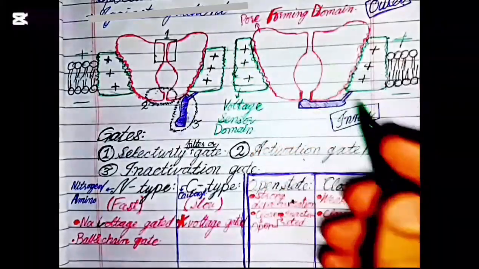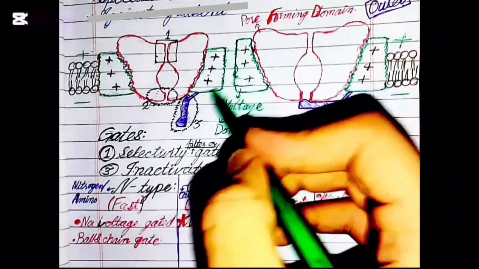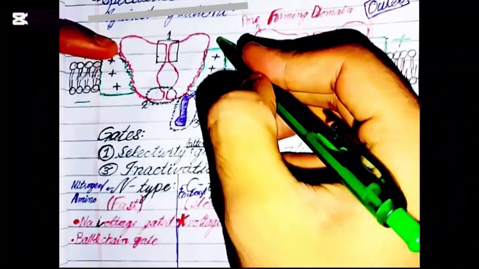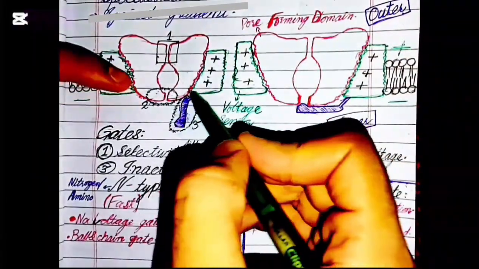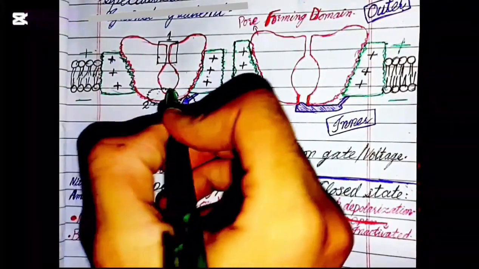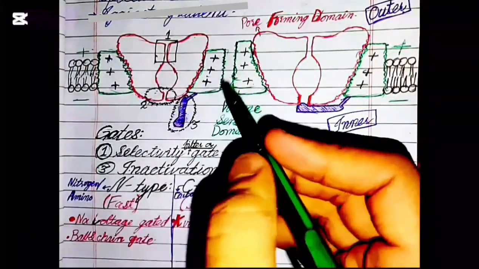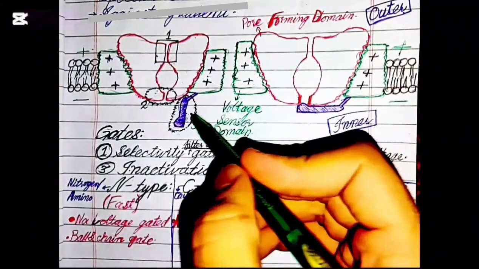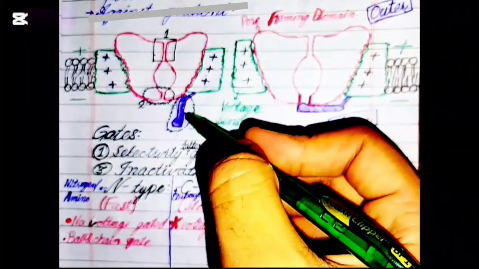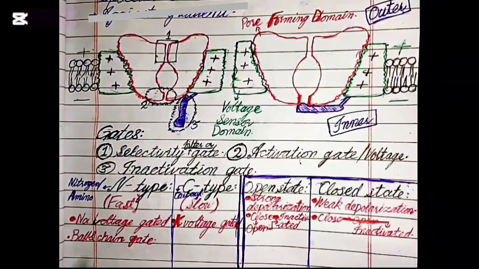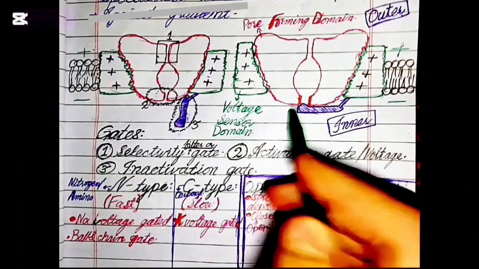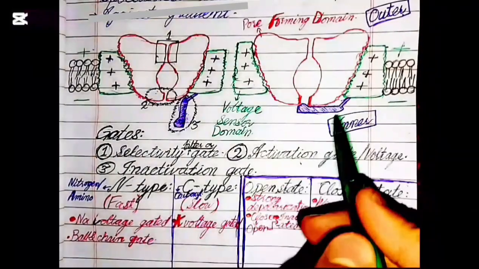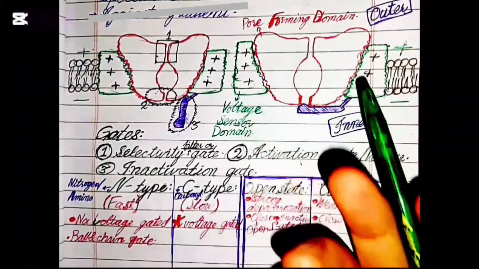Mainly the voltage sensor is positively charged, so when they repel each other, the voltage sensor goes up. As it goes up, the activation gate opens and the ion comes in. And as the inactivation gate is a voltage sensor, when the voltage sensor goes up, the inactivation gate starts slowly closing. As very few ions come in, the inactivation gate gets closed. This is why the N type is also known as fast gates. They open and close very fast.